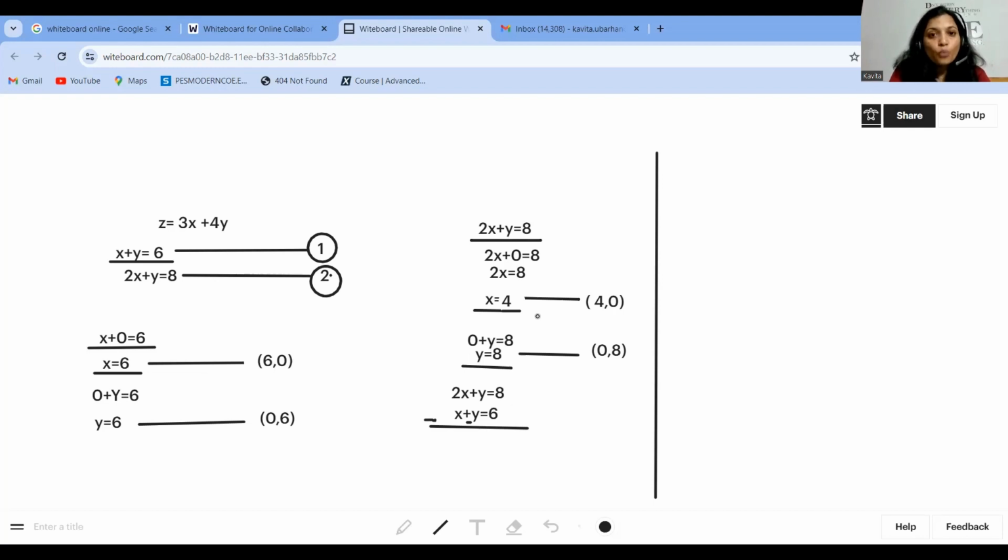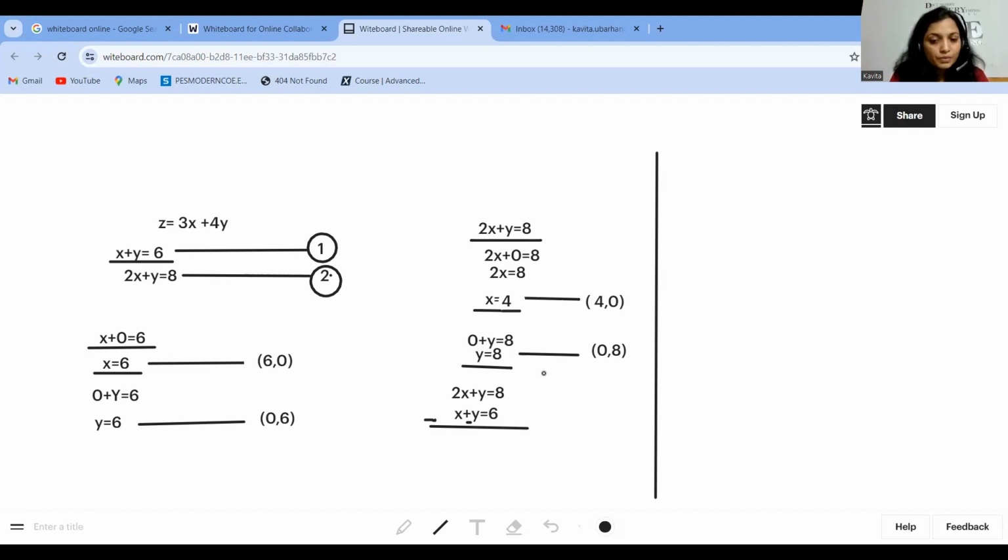It means you got a point where x is 4 and, at the same time, y is equal to 0. Now put x equal to 0 in the same equation. So 0 plus y is equal to 8, and you will get y is equal to 8. So at this point your x is 0 and y is 8. Now for equation number 2, again you got 2 points, that is 4, 0 and 0, 8.